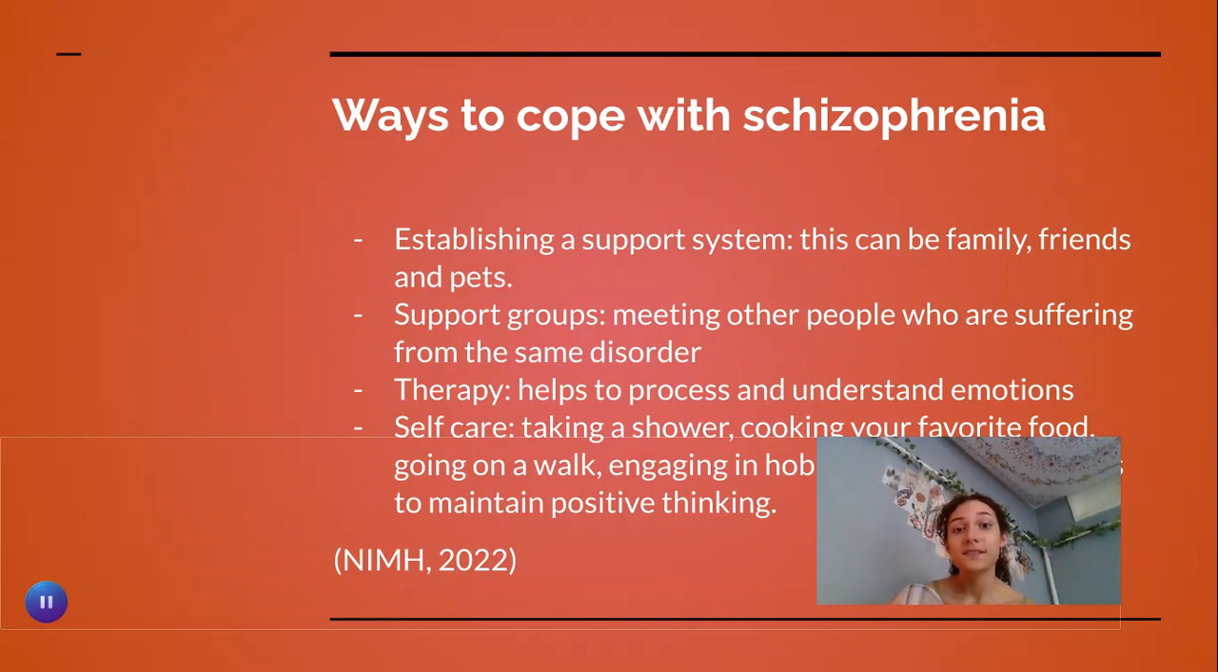The ways to cope with schizophrenia are establishing a support system. This can be family, friends, and pets. Support groups, meeting other people who are suffering from the same disorder so you feel like you're not alone in your head. You feel like you're not experiencing all these things on your own. Therapy can help to process and understand the emotions that they're having. Self care, taking a shower, cooking your favorite food, going on a walk, engaging with hobbies. These are all ways to maintain positive thinking to cope with schizophrenia.